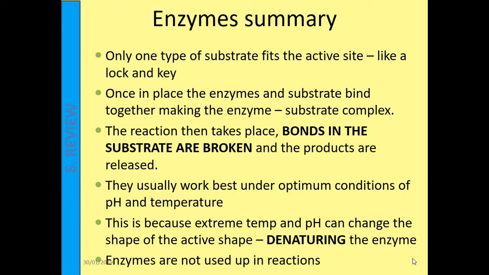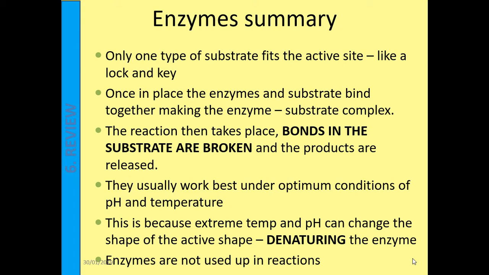Let's look at an enzyme summary. Only one type of substrate fits into the active site, like a lock and key. Once in place, the enzyme and substrate bind together, making the enzyme-substrate complex. The reaction takes place and bonds in the substrate are broken. This long chain molecule is having some of its bonds broken, and then the products are released. It's not that we put in some starch and suddenly it all comes out as glucose. It may be that the starch goes into the active site of the enzyme and breaks into 2.